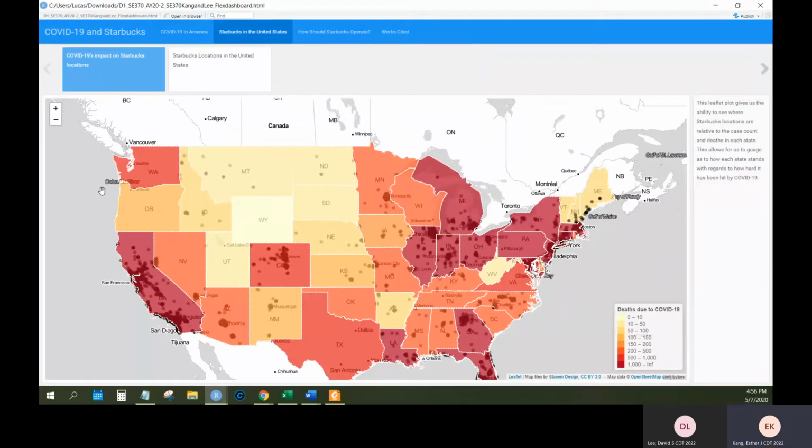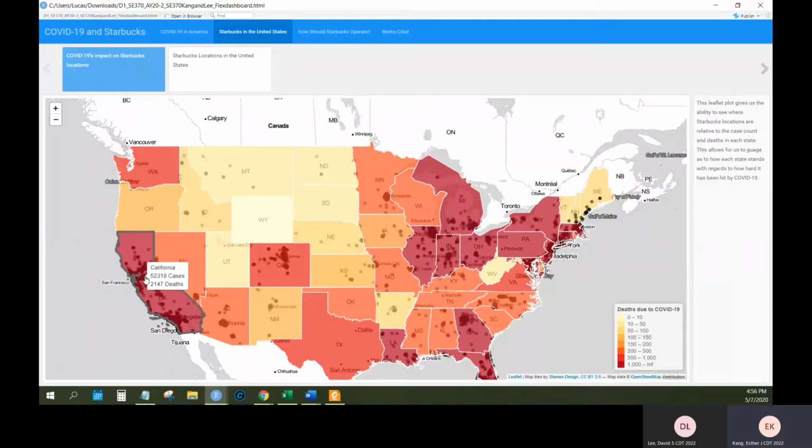And this map adds on to the previous leaflet map as it has the points for each Starbucks location in the entire United States. And not so surprisingly, the states with the highest number of deaths, the burgundy color states, actually have the highest number of Starbucks locations. And they're also very densely located and close to one another.